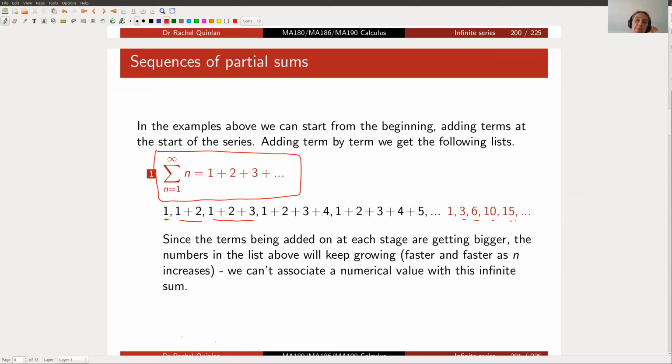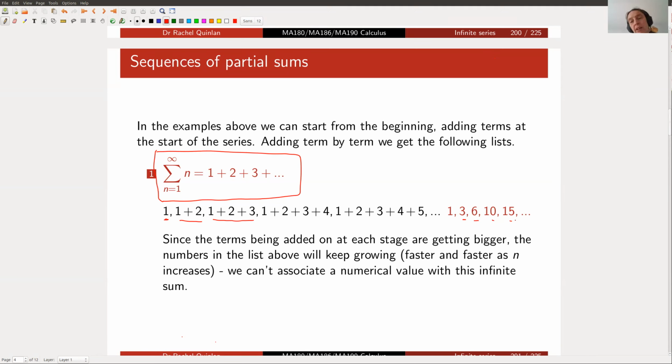And so basically, given any series like this, you can do this trick, or you can imagine doing it. You can take just the first term. You can take the sum of the first 2 terms. You can take the sum of the first 3. You can take the sum of the first 4, the first 5, the first 6, and so on. And you can continue doing this until you get bored of it. And you can write down these partial sums.